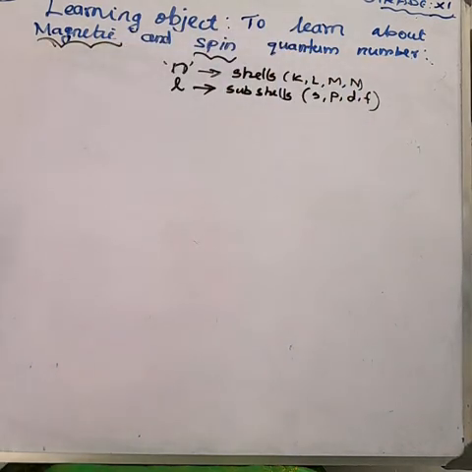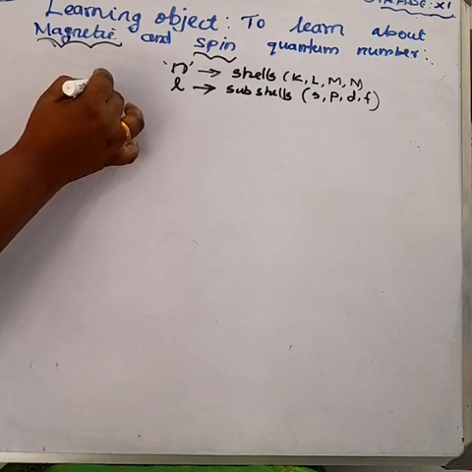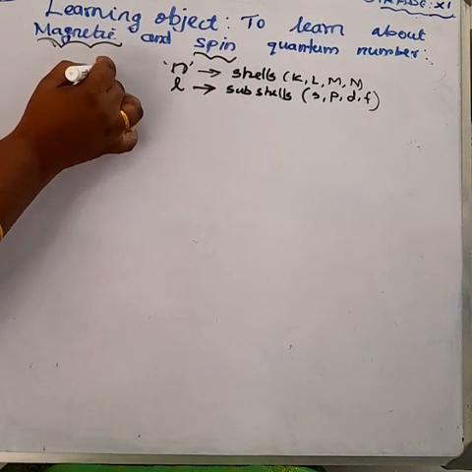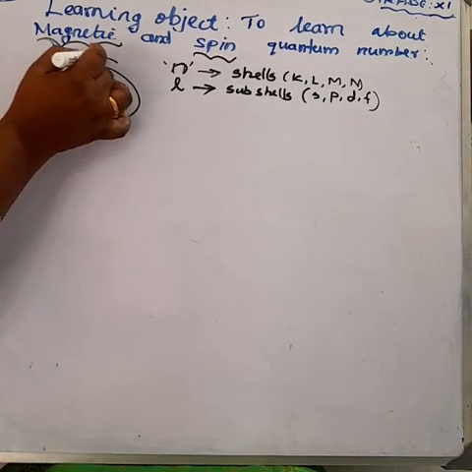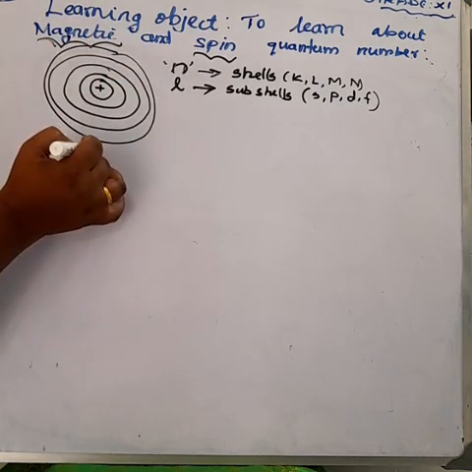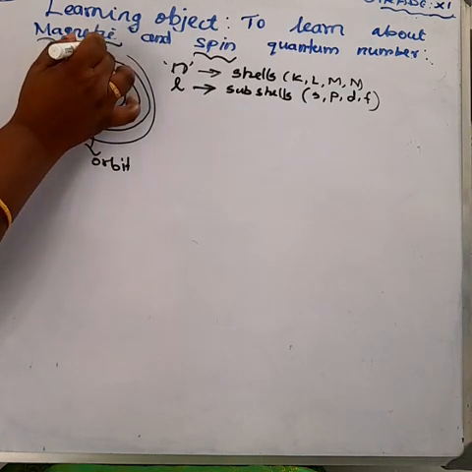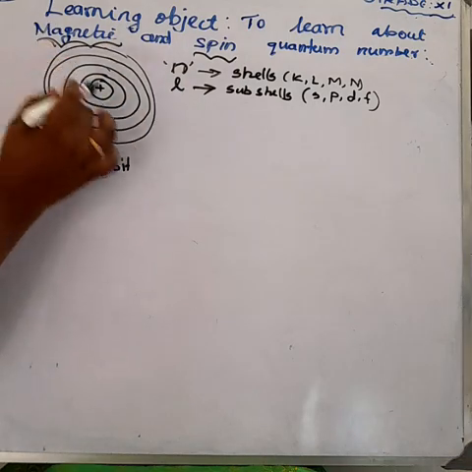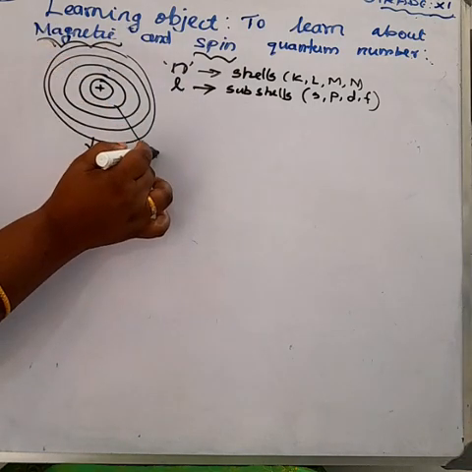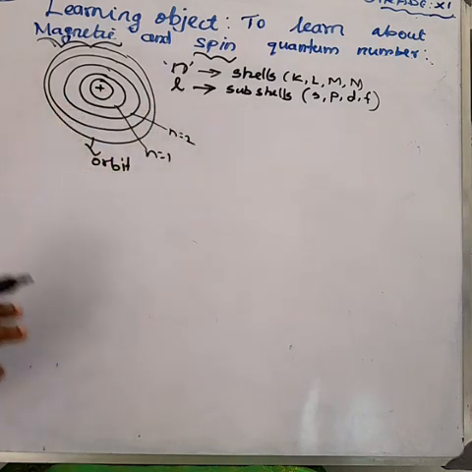When an electron revolves around the nucleus, it revolves in a circular path. That circular path we call the orbit or shell. Which shells are there? K, L, M, N. When n is equal to 1 it means K shell, n is equal to 2 means L shell, n is equal to 3 means M shell, n is equal to 4 means N shell. It is also known as energy level, the various energy levels.